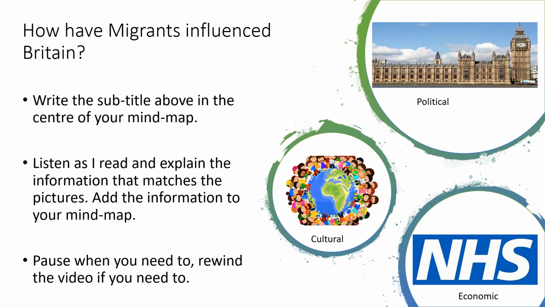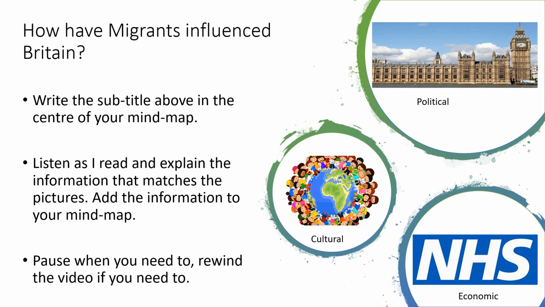So in today's lesson, we're going to think about the different ways that migrants have influenced Britain. And in order to do that, we're going to think about some information and put it into 3 categories. Political, where we have a picture of the Houses of Parliament, cultural, where we have a picture of the globe, and economic, where we have a picture of the NHS, which is one of the main providers for jobs in the country. What we're going to do with this information is I'm going to read a big block of text.